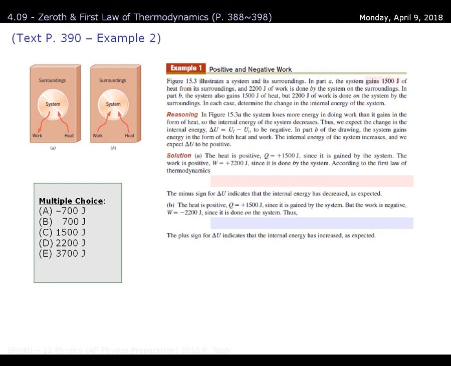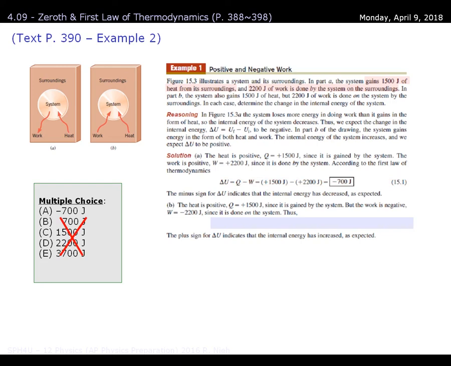In case A, the system gains 1500 joules of heat from its surroundings, and it loses 2200 joules of work because it's doing work onto its surroundings. So you gain 1500 and you lose 2200. Obviously, you're going to have a negative answer, and if you look at the multiple choice without a calculator, you know that you're left with choice A, and that actually is the correct answer.